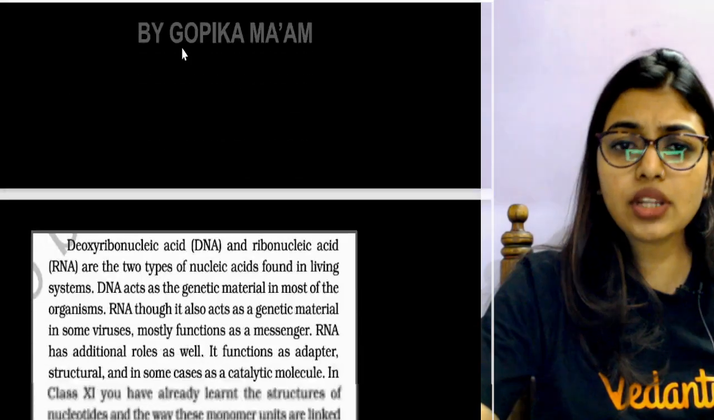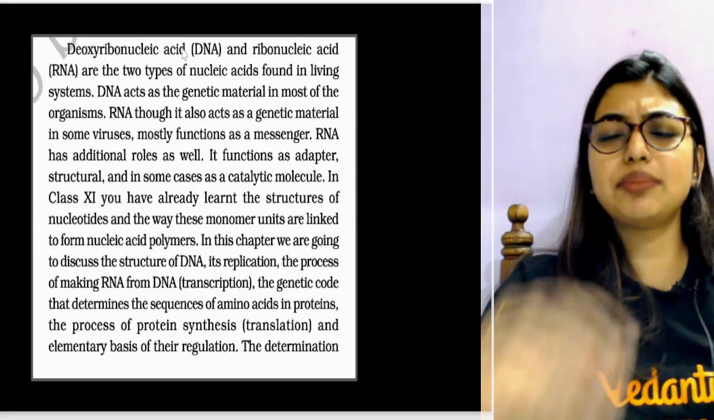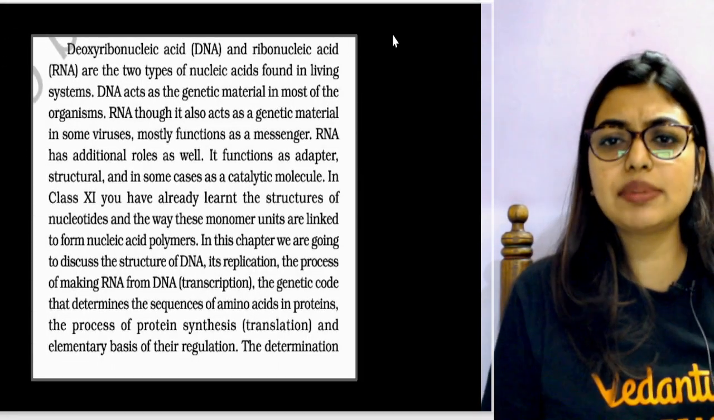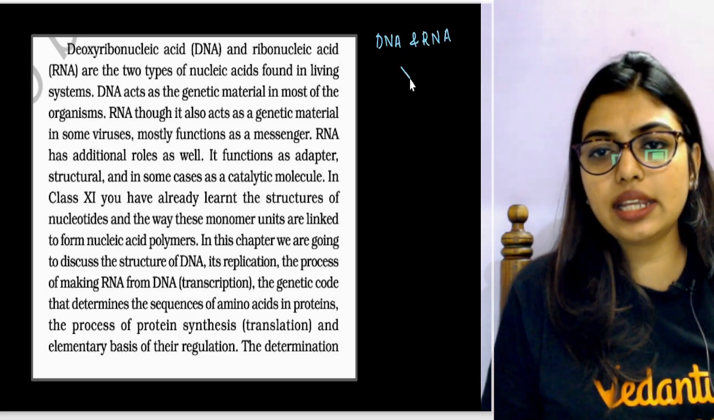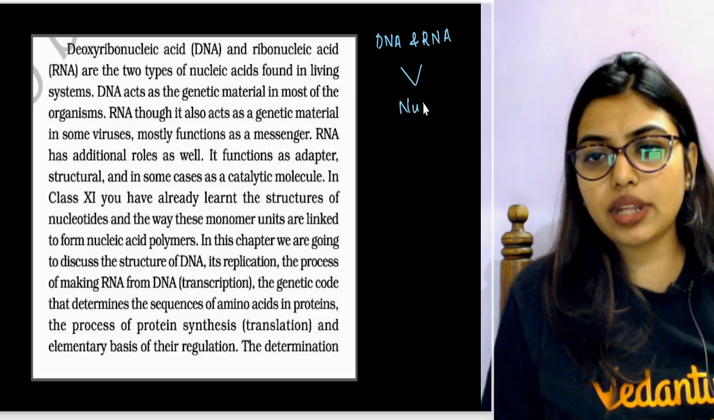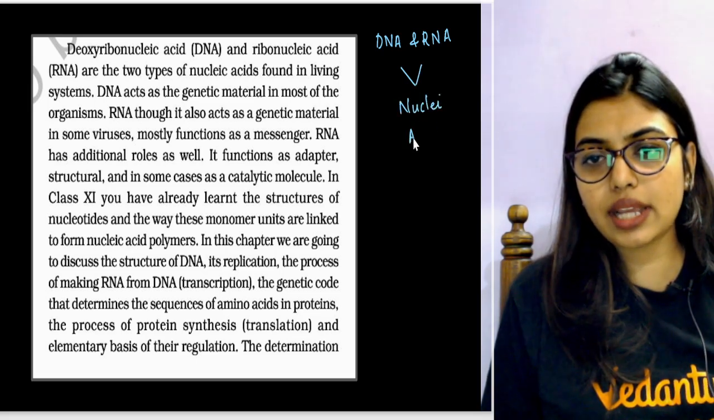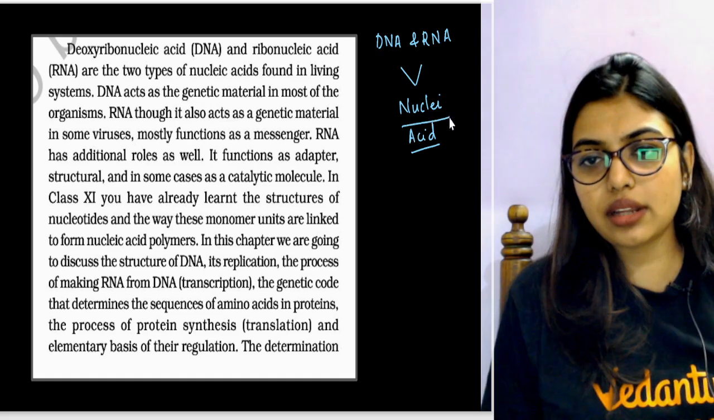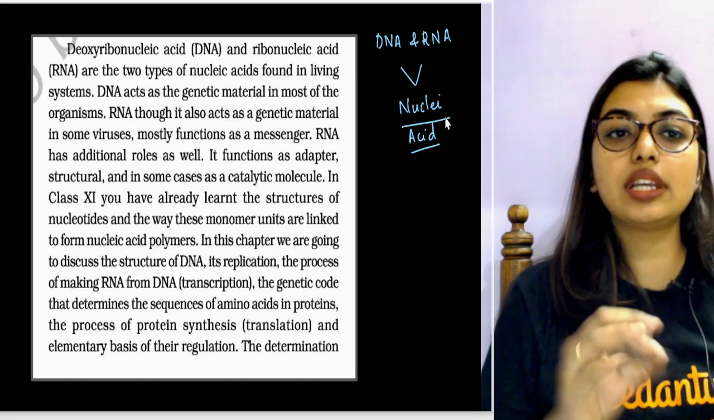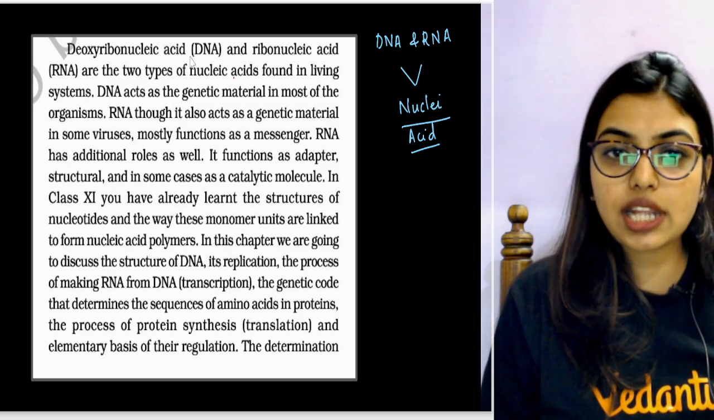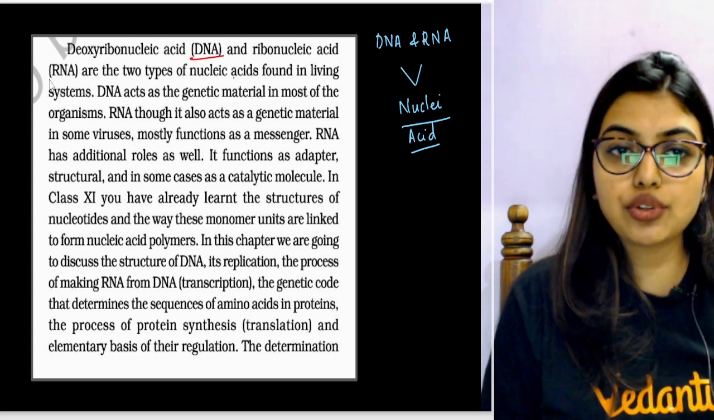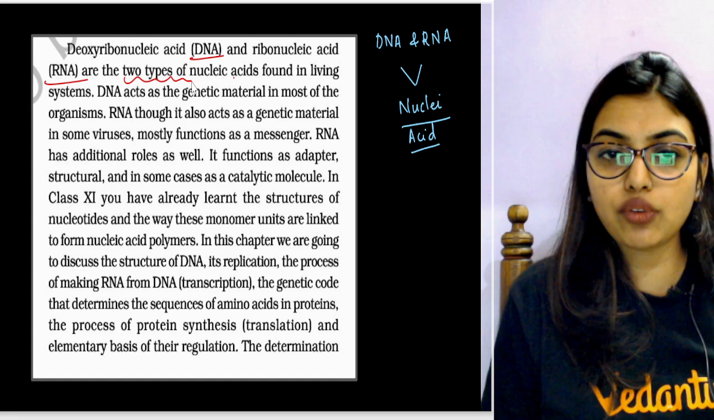So Molecular Basis of Inheritance, students, mainly stands on very simple concepts, that is your DNA and RNA. Now, what are DNA and RNA? DNA and RNA are none other than the nucleic acids. So the whole chapter is based on this. Deoxyribonucleic acid, that is DNA, and ribonucleic acid, RNA, are two types of nucleic acids.